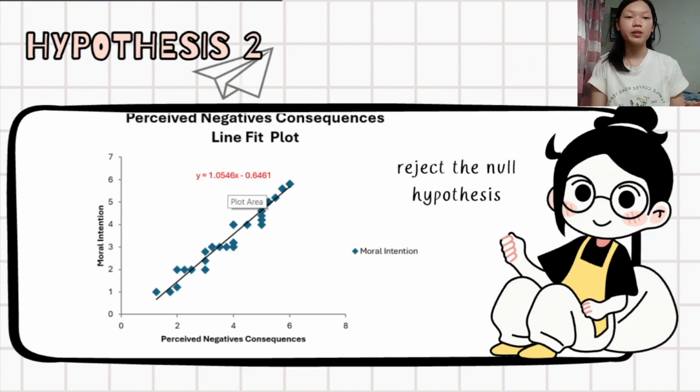Next is hypothesis 2. For hypothesis 2, the linear regression model is significant, rejecting the null hypothesis because the p-value is less than or equal to alpha value 0.05. This is the possible correlation between perceived negative consequences and moral intentions. If a concern about the ChatGPT risk increases, then the moral intentions to use the ChatGPT increase.